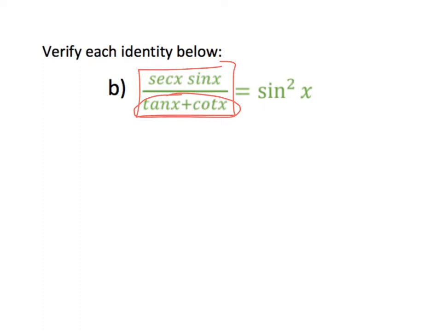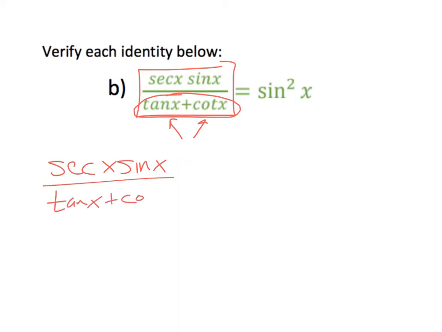Because again, it involves one fraction and two terms, and I don't see any squared terms there that I can do Pythagorean identity work with. So let's maybe just start with the conjugate. If I rewrite that left side, what I'm going to be doing as a strategy to start is multiplying by the conjugate of the bottom here. And the conjugate of the bottom ends up being tangent of x minus cotangent of x.